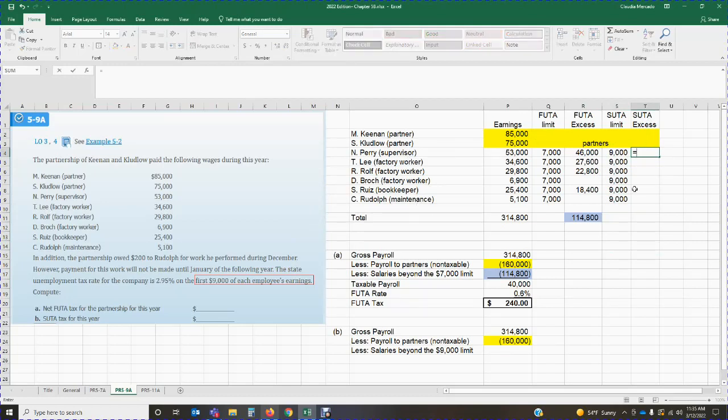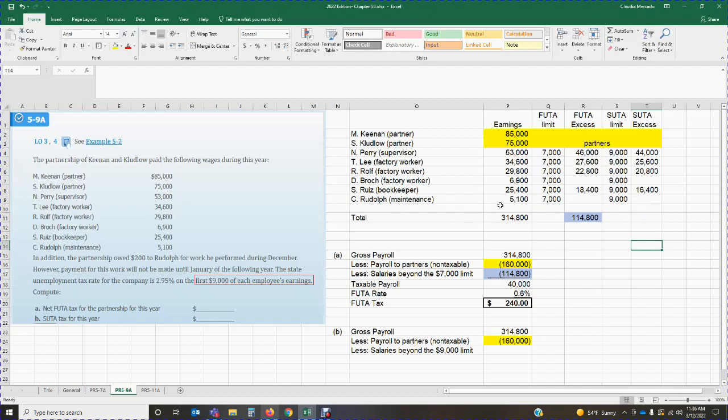So I'm going to get my earnings minus my pseudo limit, and that's going to tell me how much excess, how much my employee earned above the threshold. Remember, if they're negative, that means that the employee has not reached that cap of 9,000, so they don't have any excess. So I'm going to delete those. If you have any negative number, it basically means the employee has not reached the cap yet.